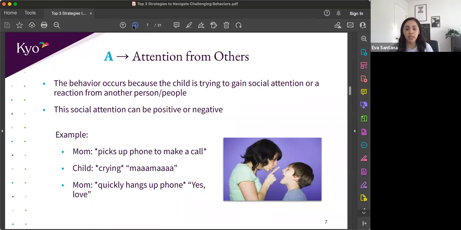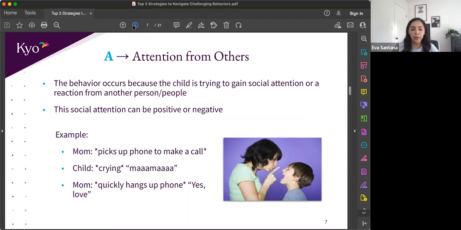So positive meaning cuddles, maybe giving a lot of attention, like cuddles, hugs, and so forth. Or negative meaning reprimands, being yelled at, punishment, maybe timeout, those kinds of things.